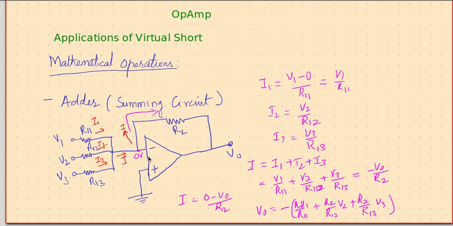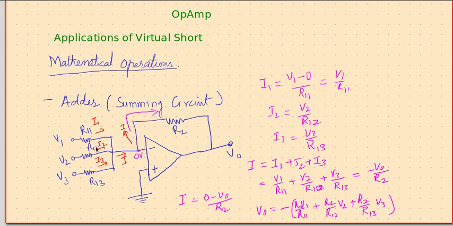And if you don't want scaling, you just want them to be added, then if we want Vo equal to the sum of all three, make sure that R2 is placed in all these three places. This is R2, this is R2, this is R2. Therefore all the time the ratio is 1, so we get Vo equal to minus of V1 plus V2 plus V3. So we can just directly add them, making sure that these resistors and this resistor are equal.